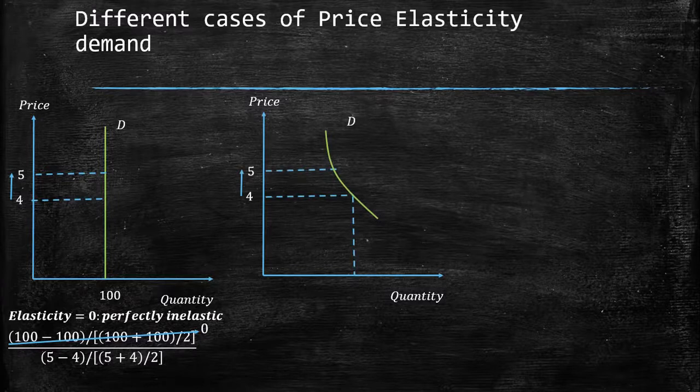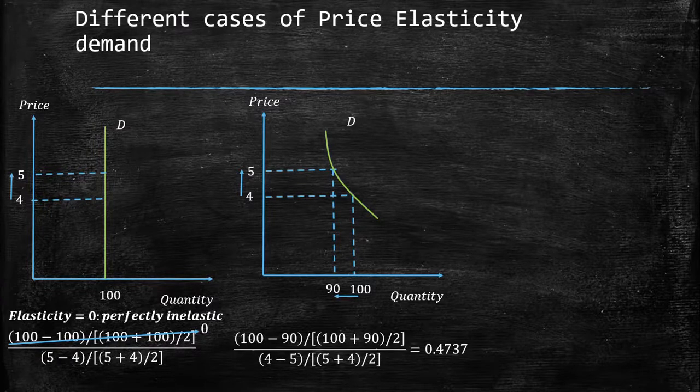Now we're going to the second case. Here we have a price of 4 and quantities of 100, but there is an increase of price from 4 to 5, and the quantities are reduced from 100 to 90. So here we have the change, which is going to be 100 minus 90. It doesn't matter if we have 90 minus 100. Remember, we're going to focus just on absolute values. And here it is going to be 4 minus 5.